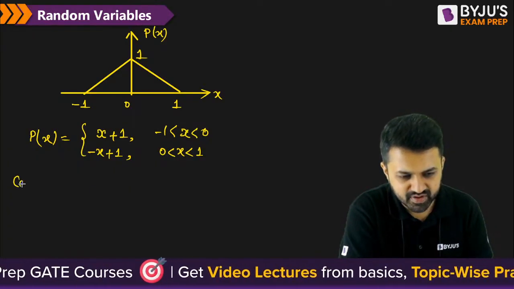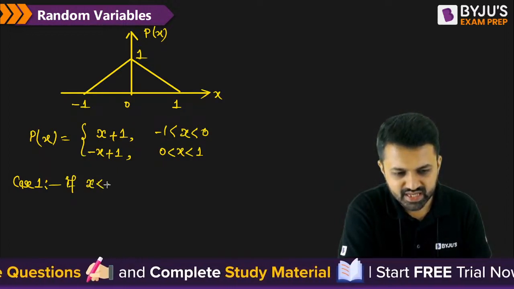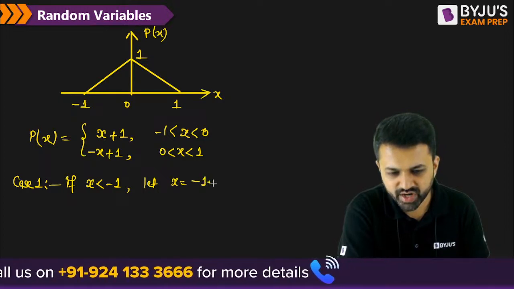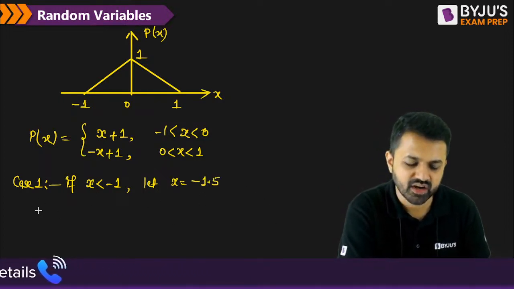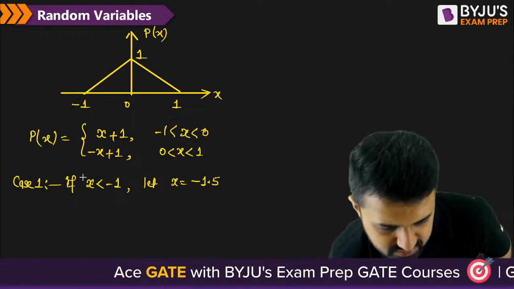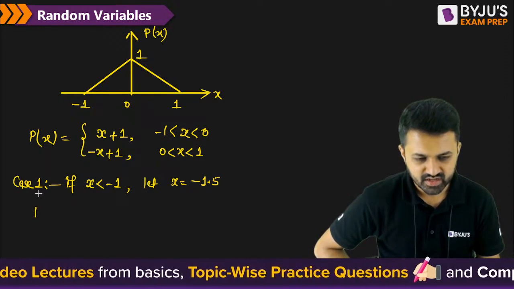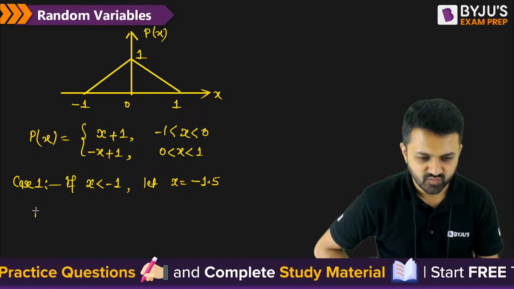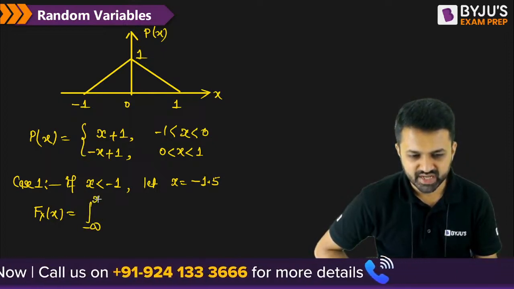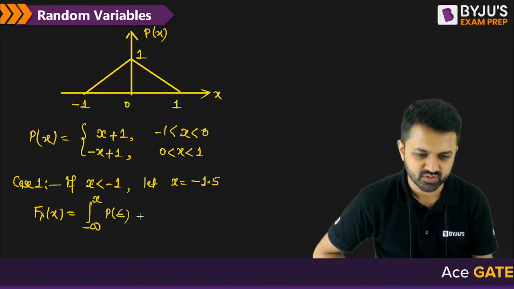Okay, now case number 1 you can take. Case number 1, if x is less than minus 1. Let us suppose x is minus 1.5. Now according to the fourth property of the CDF which we have written, how will you write? You will write in this form. The PDF, which is p(x), is x plus 1 for the given range. FX(x) is the integral from minus infinity to x of p(x) dx. This is the definition. Instead of x, you can write epsilon also.